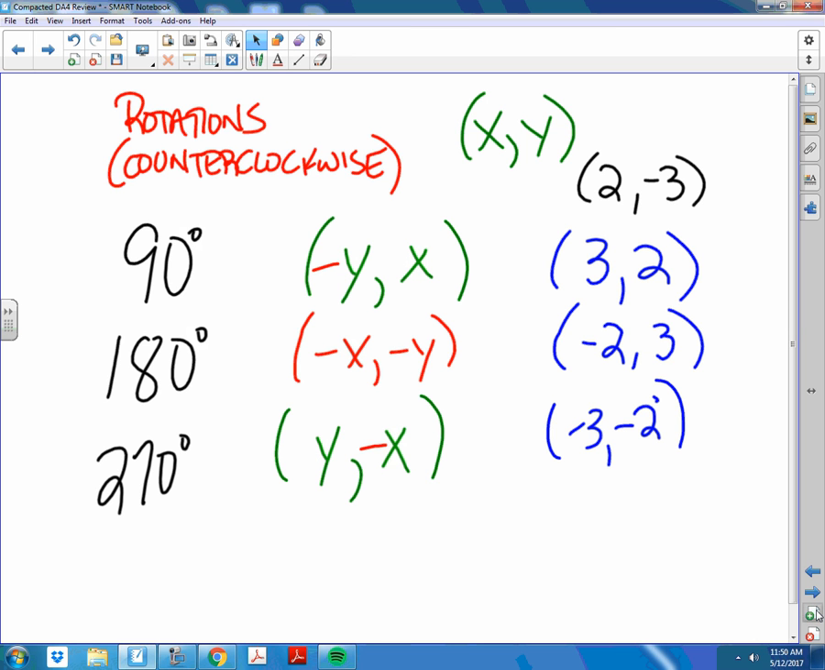And if you think about a 90-degree counterclockwise rotation, that would be the same as what clockwise? 270. 270 clockwise, 180, and 90. Okay?